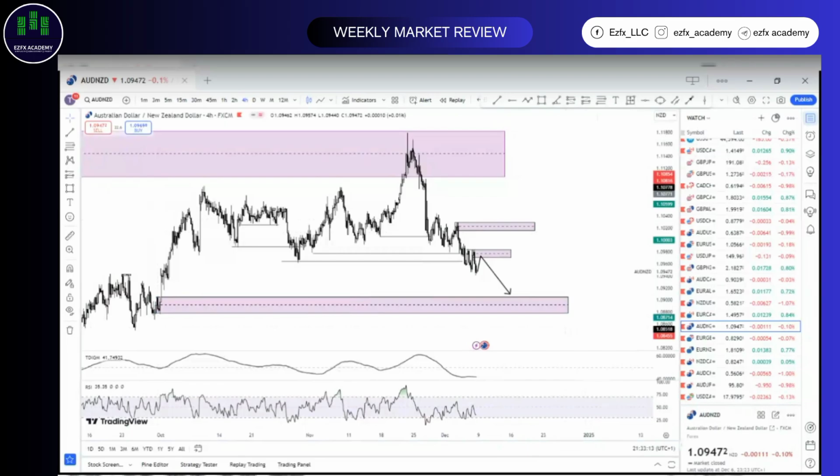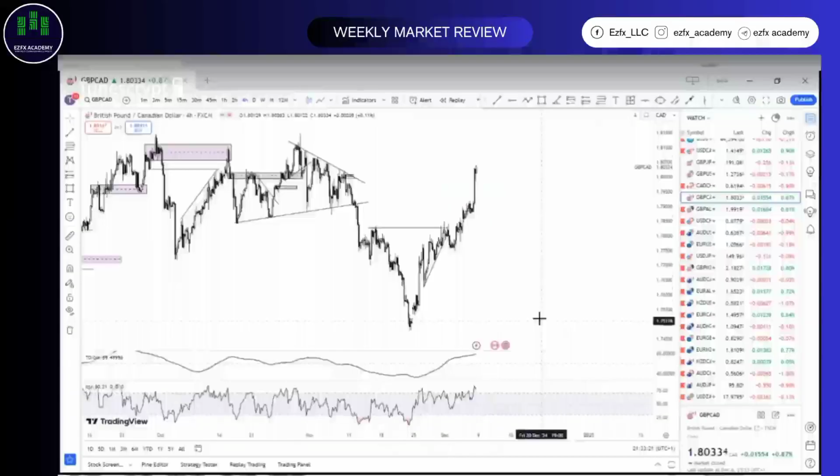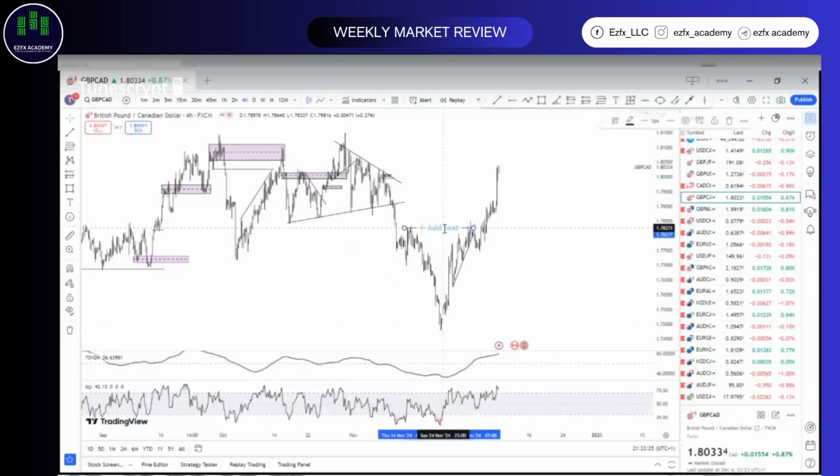So before I just end it, let's look at GBPCAD. Let us see GBPCAD. Let's start from the daily time frame.